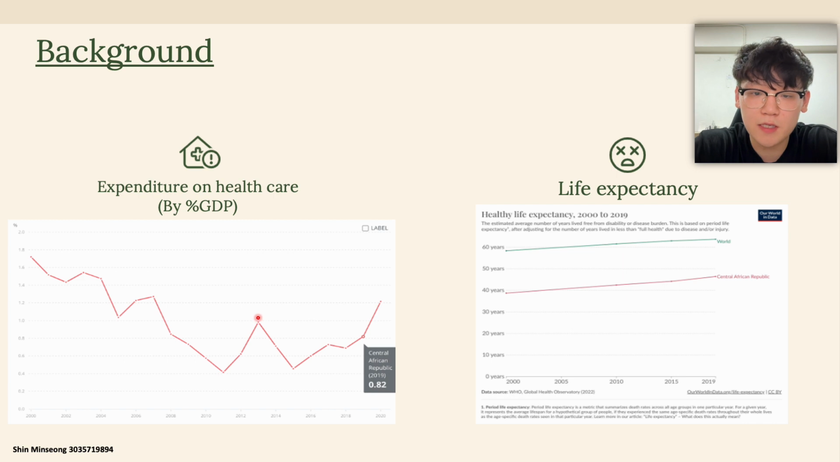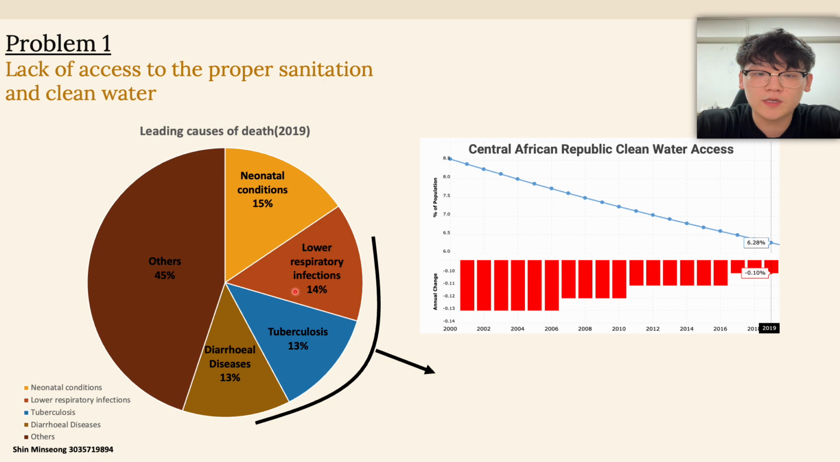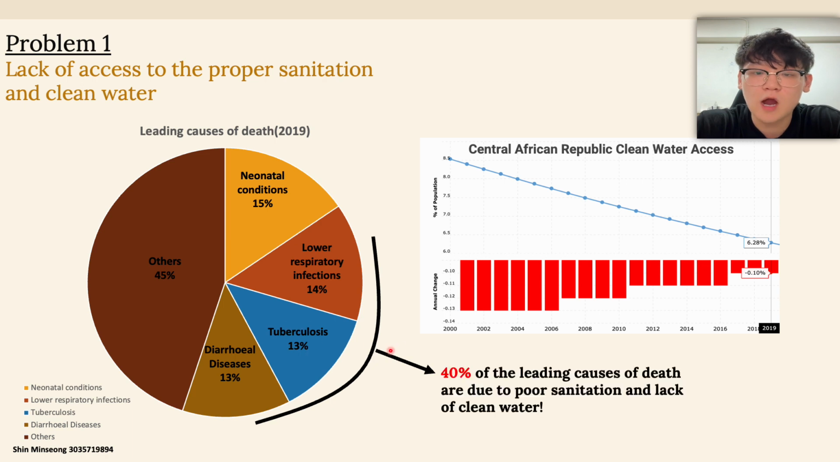For the background status of CAR, we can see from the figures that CAR has a deficient percentage of GDP allowance for health and life expectancy. This pie chart shows the leading cause of death, and a significant cause of this disease is lack of access to proper sanitation and clean water. According to the graph at the right-hand side, only 6.28% of the population had clean water access.